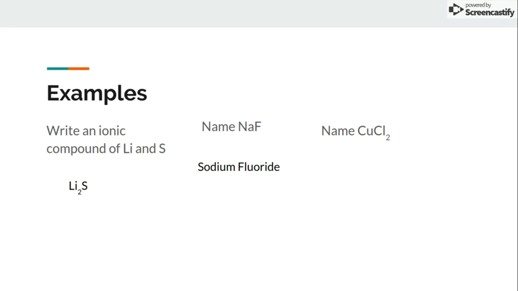Name CuCl2, it would be copper(II) chloride because the chlorine has a -1 charge, and you can see that there's 2 of them, so you would know that the copper has to have a +2 charge.